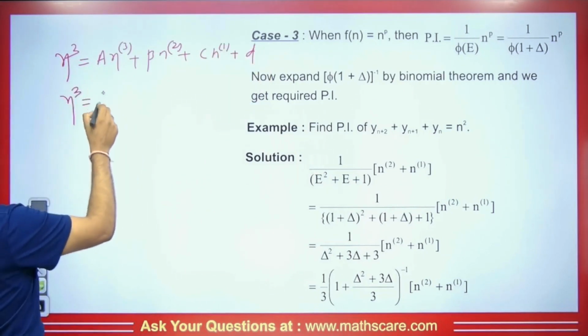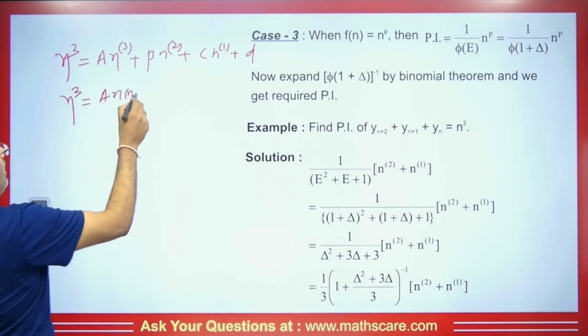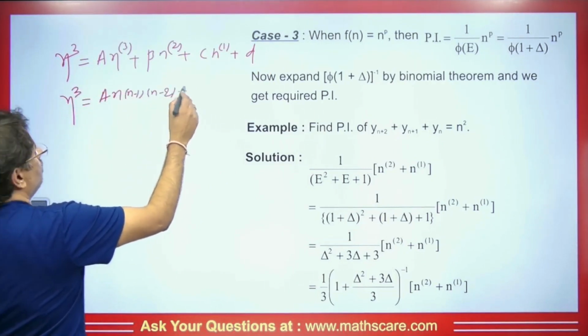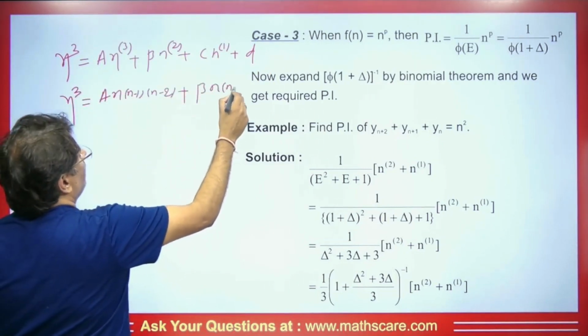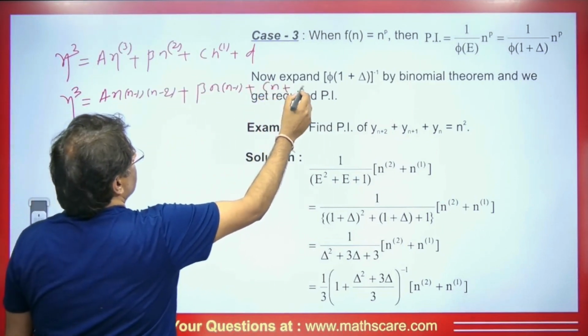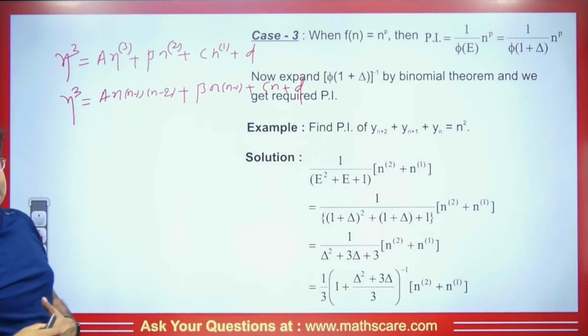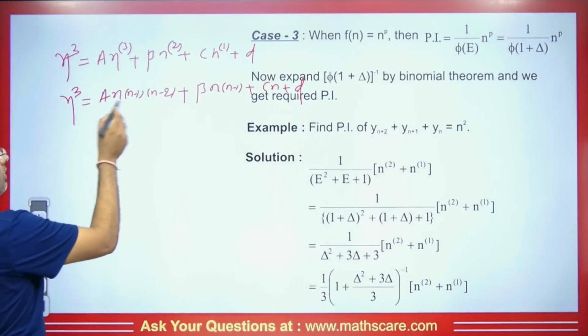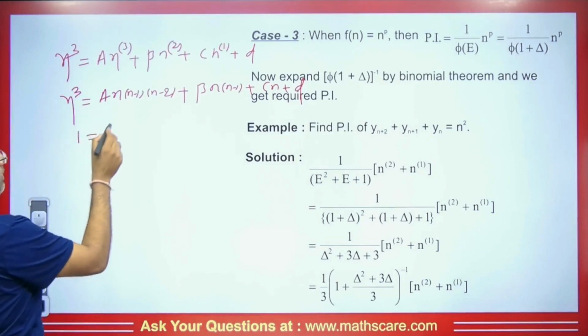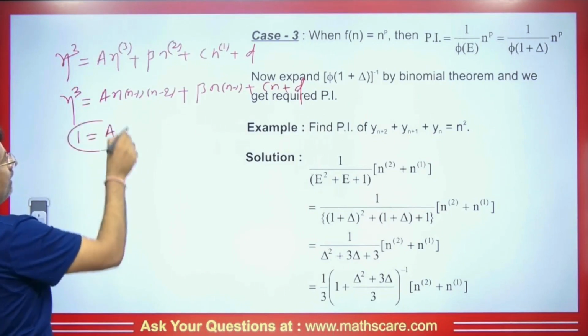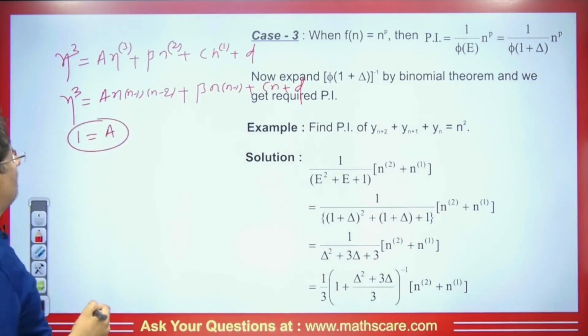So here we have n cube. It means a n(3) plus b n(2) plus c n(1) plus d, which comes as a n into n minus 1 into n minus 2 plus b n into n minus 1 plus cn plus d. Now what we do here is compare these values. You are seeing the coefficient of n cube here is 1, and here the coefficient of n cube is a. Clear? So the value of a here is 1.